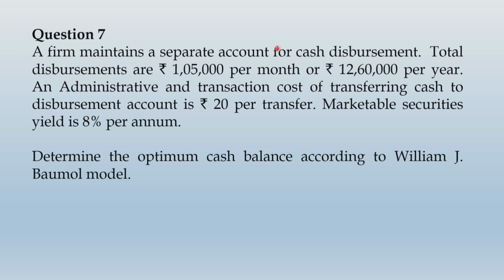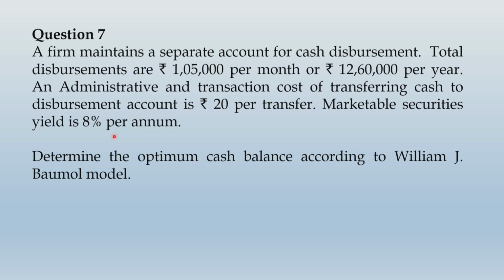It says a firm maintains a separate account for cash disbursement. Total disbursements are rupees 1,05,000 per month or rupees 12,60,000 per year. So basically the firm wants to make a total payment of 12,60,000 every year. And the administrative and transaction cost of transferring cash to the disbursement account is rupees 20 per transfer. Because you want to make frequent payments, you will have to keep that cash arranged. So assume that you have a main bank account from which you will be making transfers to this disbursement account. Every time you make a transfer, there is a fee chargeable, that is rupees 20 per transfer, just like how we compute ordering cost per order, correct?